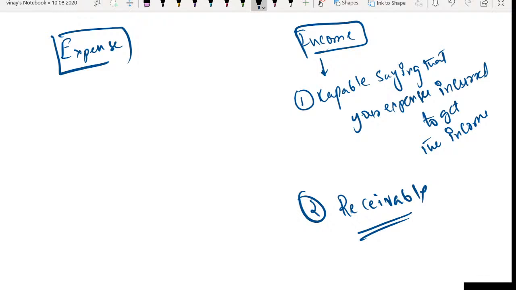For example, you sold to a person who has died. Is there any possibility that you will receive that income? The answer is no. In that case, you should not recognize that income.